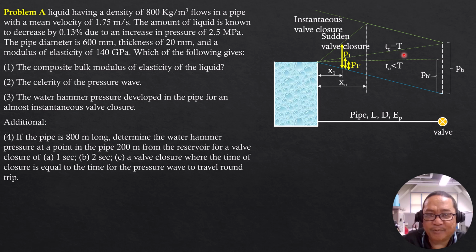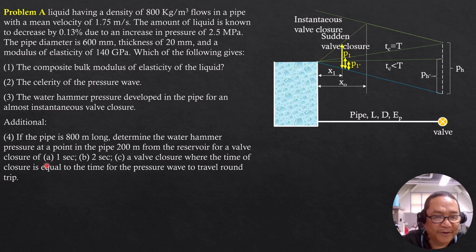Then, when the time of closure is greater than the time for the pressure wave to travel round trip, this should be the suggested closure in the real world in order not to damage the pipe or in order not to expect unforeseen devastating events. This may burst the pipe, or it may have, who knows, a tsunami in the reservoir part. So these are the different situations.